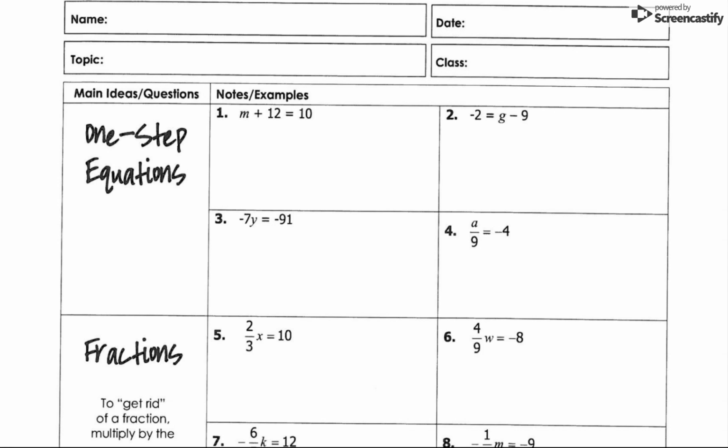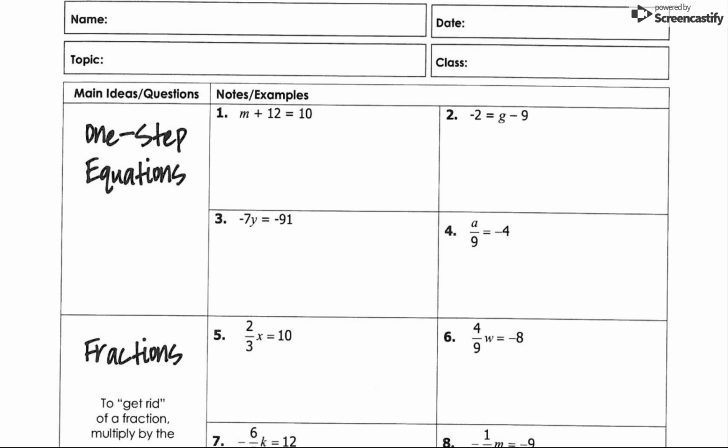All right, for number three, we want to isolate the y. When they are directly next to each other like this, this is multiplication. So this is really negative 7 times y. To get rid of multiplication, you want to divide. So I'm going to divide both sides by negative 7. They cancel. And then negative 91 divided by negative 7 would be 13. You do that in your calculator.